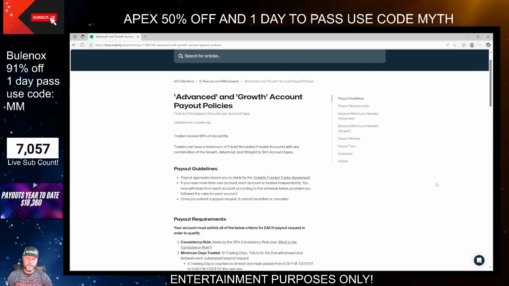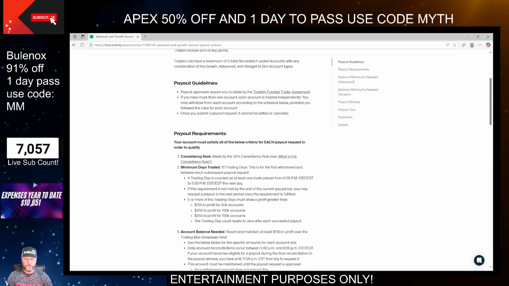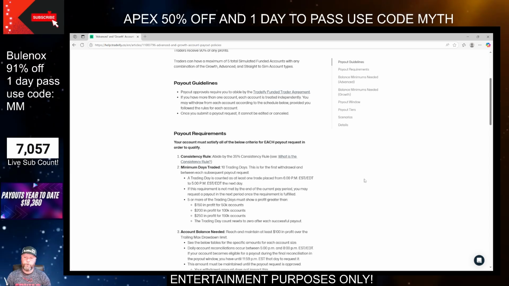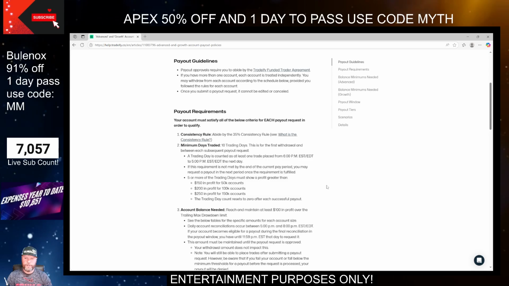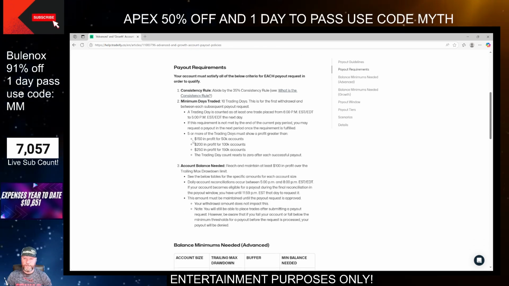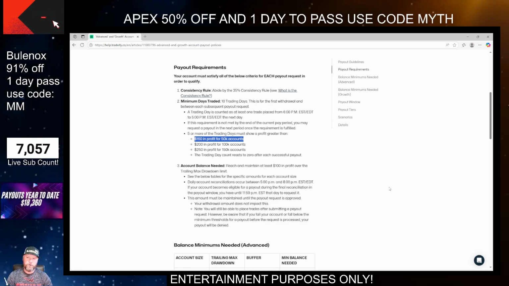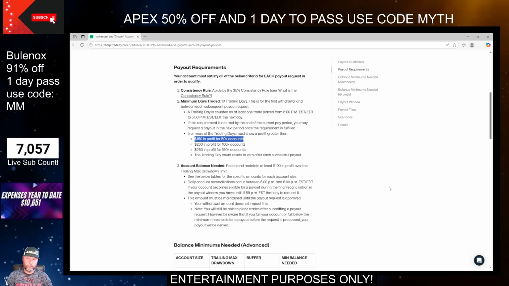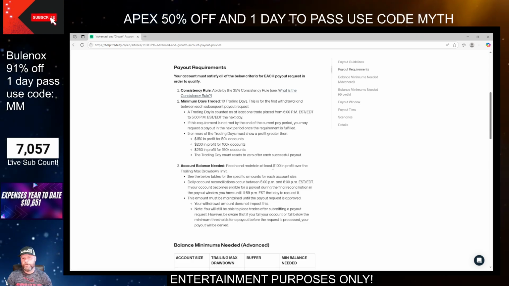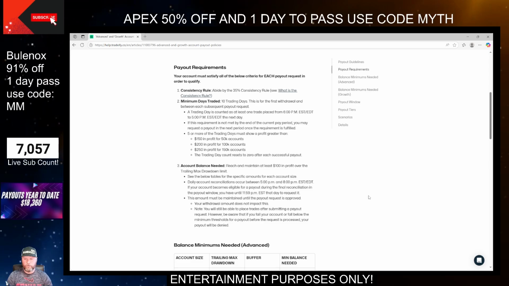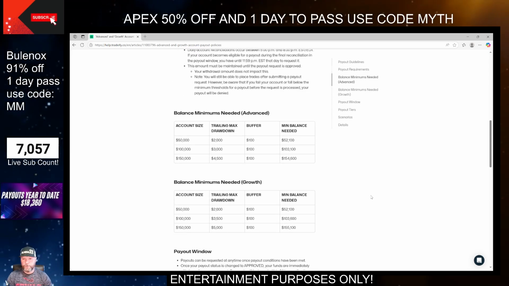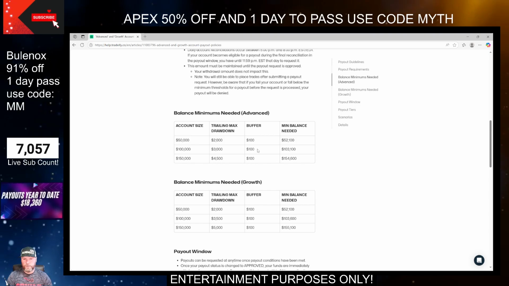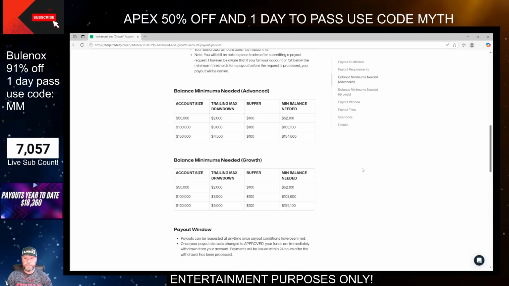So for the payout policy, it's pretty simple. You have a 35% consistency rule, which is right smack in the middle between Apex's 30% and Bulenox's 40%. You do have to trade for 10 trading days. They do have a minimum trading day profit requirement: $150 per day in profit to count as a traded day in the 50K account. Your balance must be $100 in profit above the trailing drawdown limit in order to request a payout. This is pretty much industry standard, and they have the buffers here. So $2,000 plus $100, so at $2,100 you could request a payout.